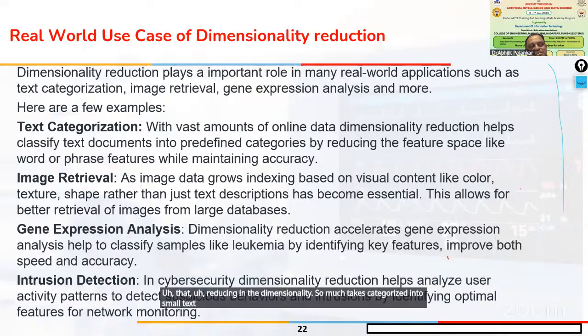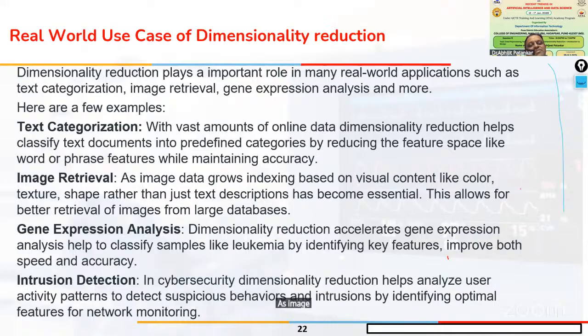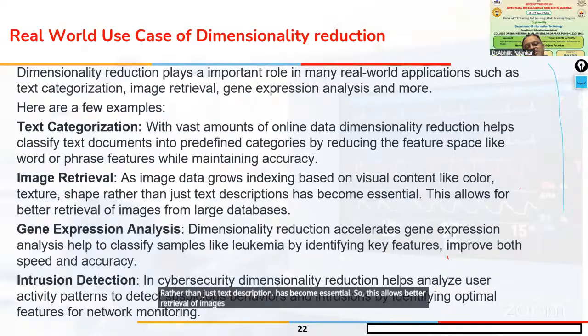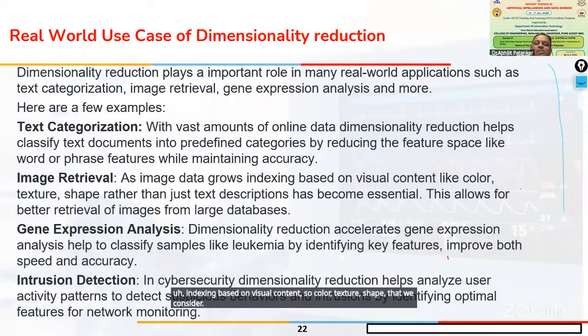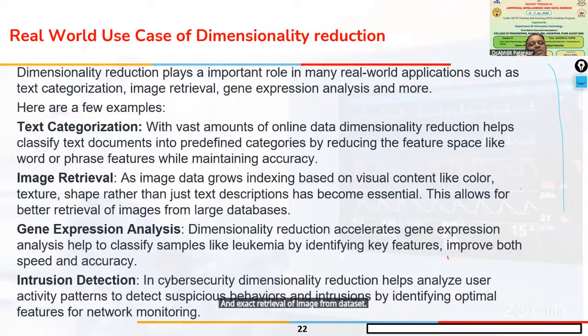Then image retrieval. As image data grows, indexing based on visual content like color, texture, and shape, rather than just text description, has become essential. So this allows better retrieval of images from a large data set. So dimensionality reduction is also applicable in image retrieval. As image data grows, indexing is based on visual content, so color, texture, shape that we consider, and exact retrieval of an image from the data set that we can identify in image retrieval. Then gene expression analysis.